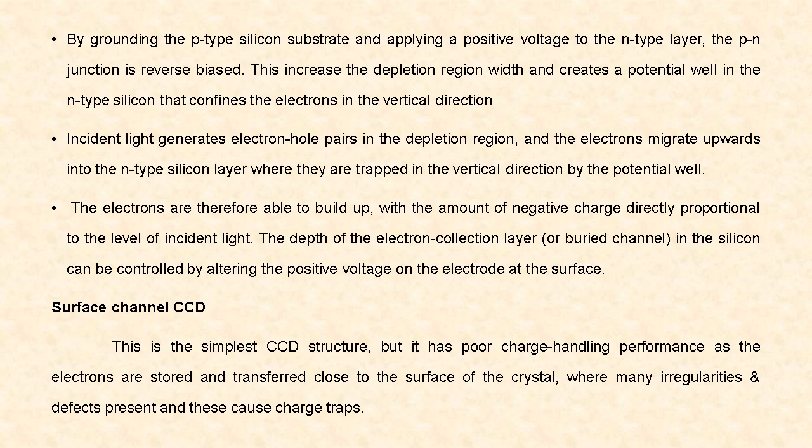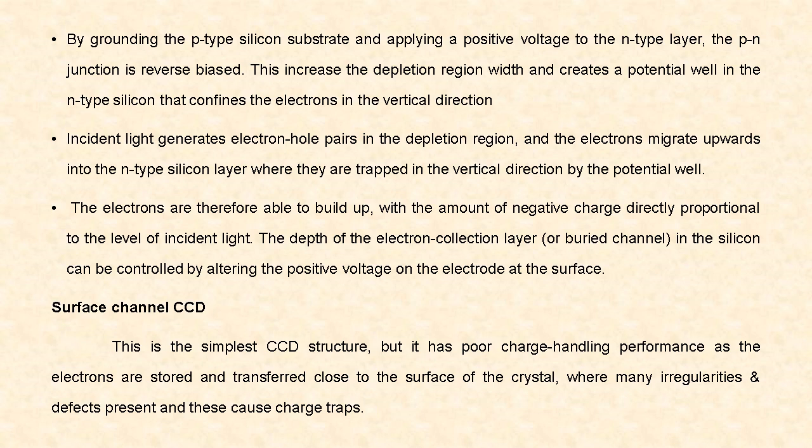Here, the electrons are therefore able to build up with the amount of negative charge directly proportional to the level of incident light. The depth of the electron collection layer or the buried channel in the silicon can be controlled by altering the positive voltage on the electrode at the surface. Almost all scientific CCDs are buried channel type.